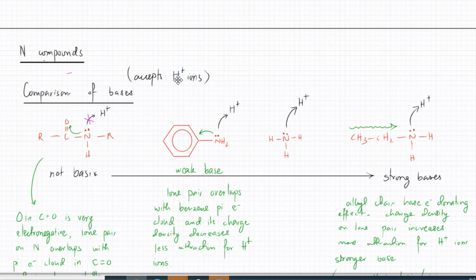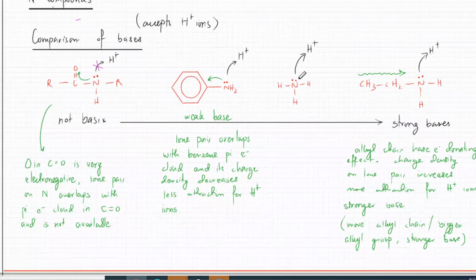So what's a base? It accepts H+ ions. Why are nitrogen compounds basic? Because they've got these lone pairs, and these lone pairs attract H+ ions, which is why they're all basic. The first one is not basic at all, and the last one is very basic.